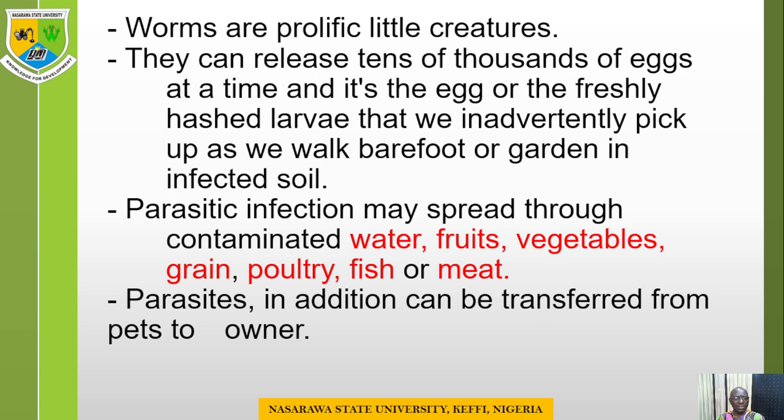Parasitic infection may spread through contaminated water, fruits, vegetables, grain, poultry, fish, or meat. And again, parasites in addition can be transferred from pets to owner. In fact, most of the human infections today are traced to animals. So no wonder it can be transferred from pets to owner. It can be transferred from animals to the individual taming them or keeping them, or the animal farmer, so to say.